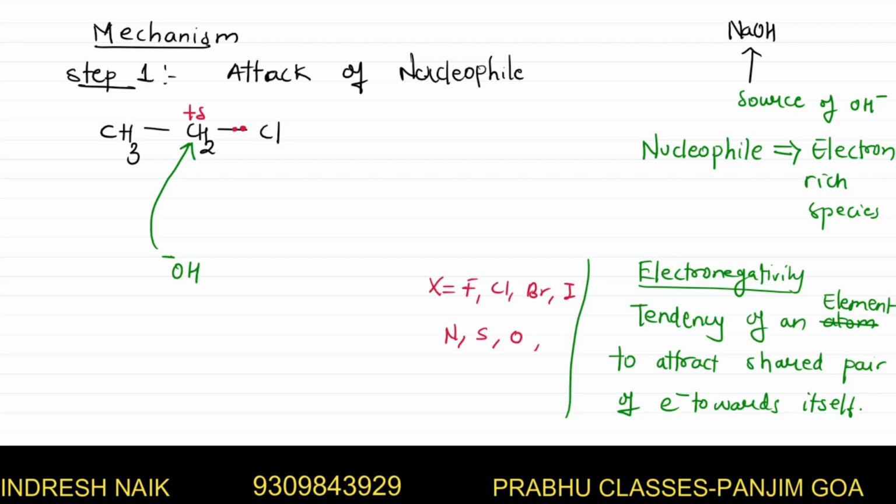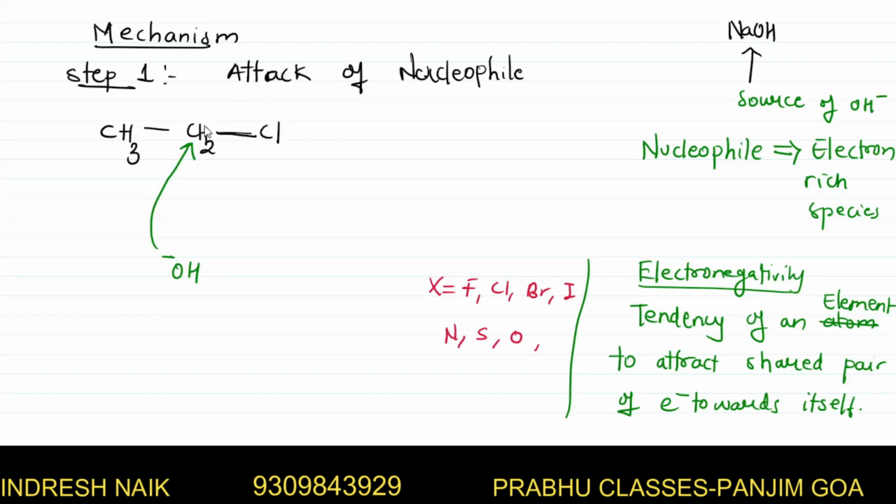So here, what is the meaning of attack? OH minus is going to form a new bond over here with the carbon. Carbon already has four bonds, and this OH is going to form a new bond, which means carbon is going to have a fifth bond, no? But it's not possible to have five bonds on a carbon, right? So one bond should break. Which is the weakest bond?